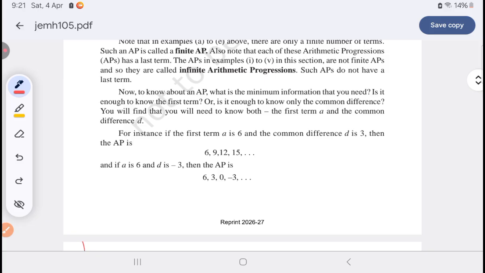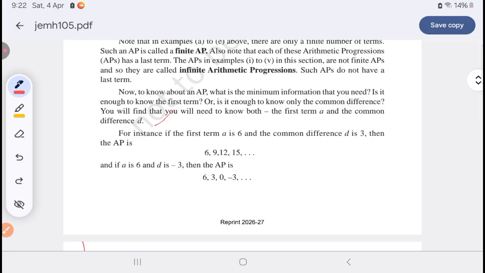With the minimum information you need for an AP, is it enough to know the first term, or is it enough to know only the common difference? You will find that you will need to know both. So for any terms to be in arithmetic progression, you should have a first term and a common difference. Then only you can say the terms are in AP.